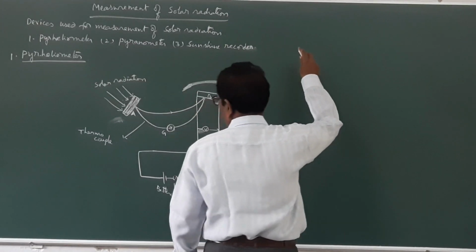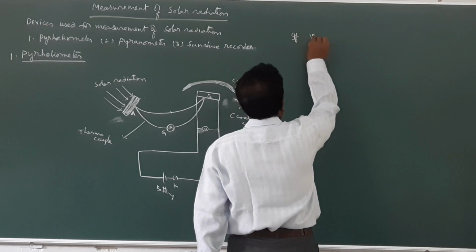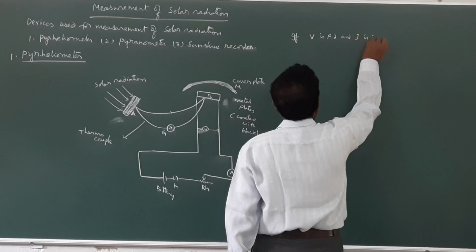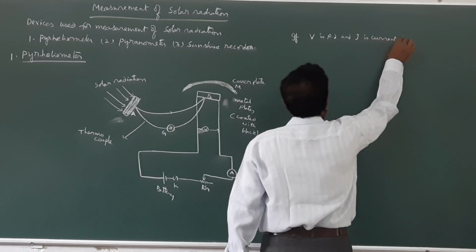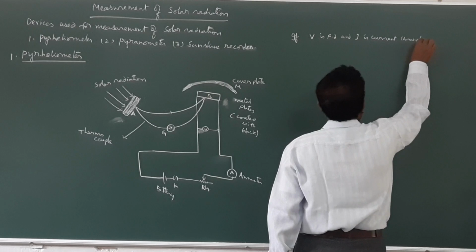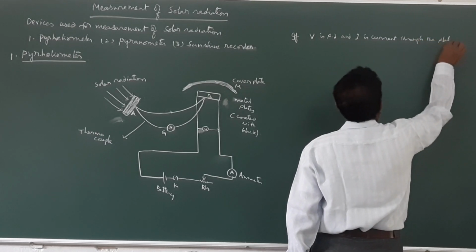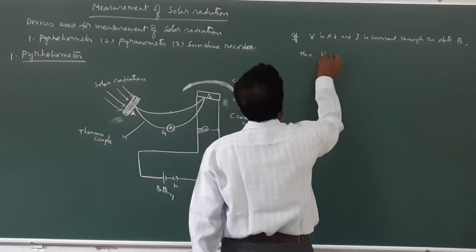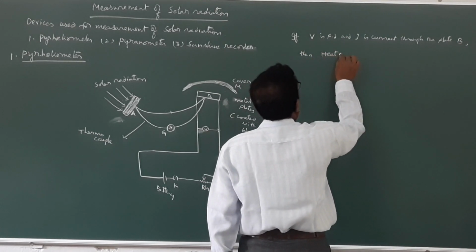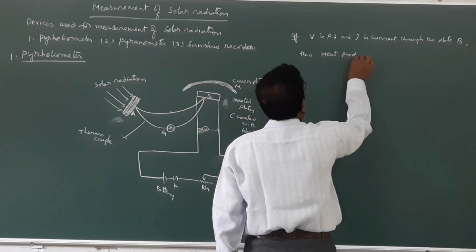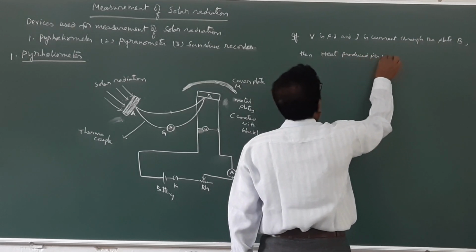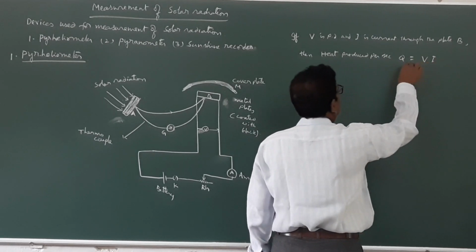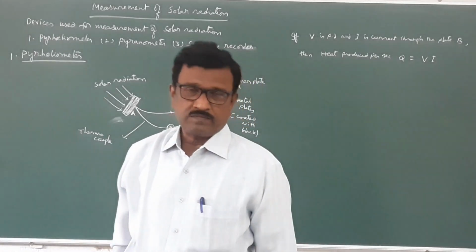If V is the potential difference and I is the current through the plate B, then the heat produced per second Q is equal to VI.